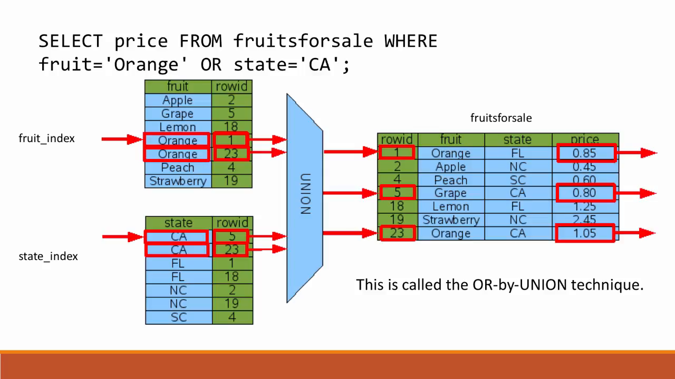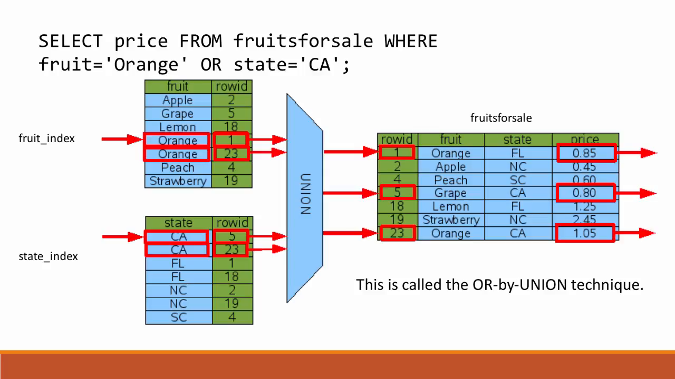And this is called the OR by union technique. So if you had to implement this yourself, you would need some sort of union operator here to make things work, and you do this lookup. And there are ways that SQLite can make this lookup a lot more efficient by doing special caching and things like that, which are beyond the scope of this course.